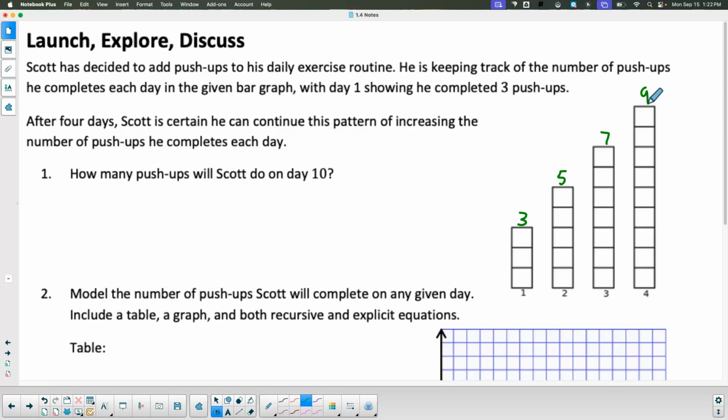We could just figure it out, right? One way we could always do it is we could say on day 5 he's going to do how many push-ups? 11 on 5. Day 6, 13. Day 7, 15. Day 8, 17. Day 9, 19. And day 10, 21. So he's going to do 21 push-ups.